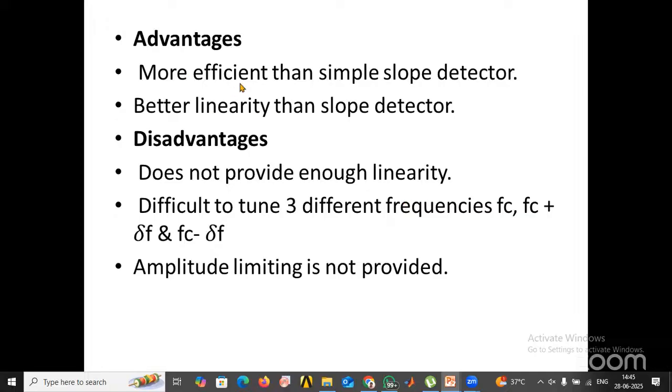The advantage of dual slope is that it is more efficient than the single one, and better linearity can be obtained. The disadvantage is that it is very difficult to tune the entire circuit because we need to tune at three different frequencies: Fc, Fc plus delta F, Fc minus delta F. Tuning to a single frequency is already difficult, but here it needs to be tuned for three frequencies. Another limitation is that amplitude limitation is not provided.